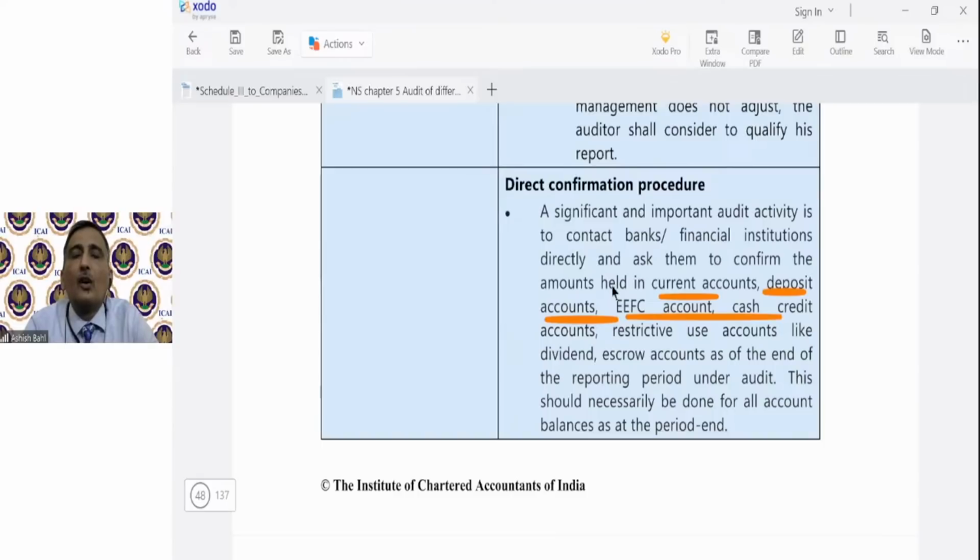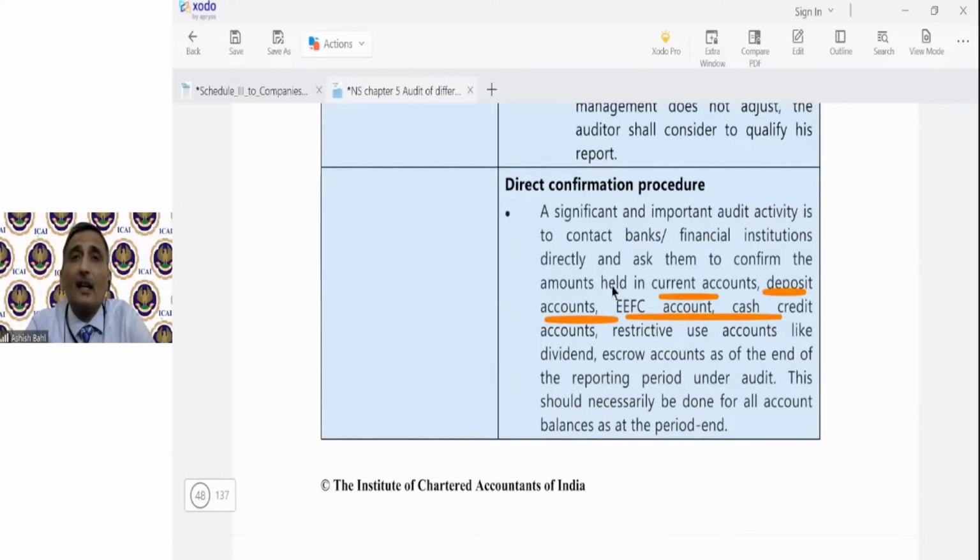So the auditor can obtain the evidence by getting a direct confirmation from the banks regarding the balances to be maintained by the company in various accounts, in current accounts, in term deposit accounts. So all these things can be directly confirmed by the auditor from the bankers. So this is also very important.